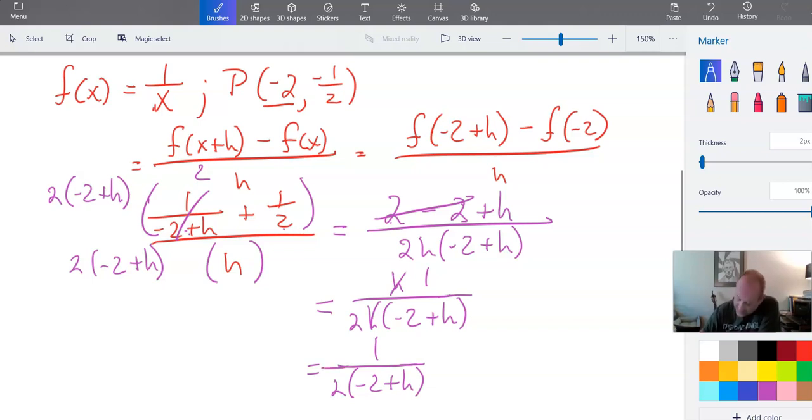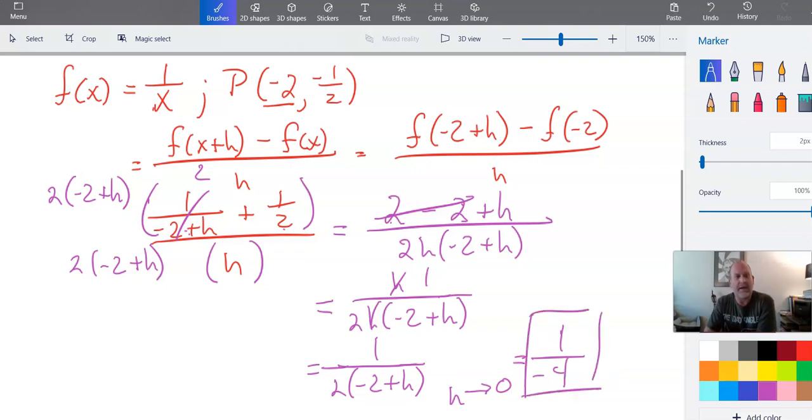Okay, if we're letting h go to 0, and by the way, this is the notation for that, if we let h go to 0, what happens is I get 1 over negative 4 as my slope. So now I have a slope. And you notice the big key on that one was to multiply everybody by the common denominator.